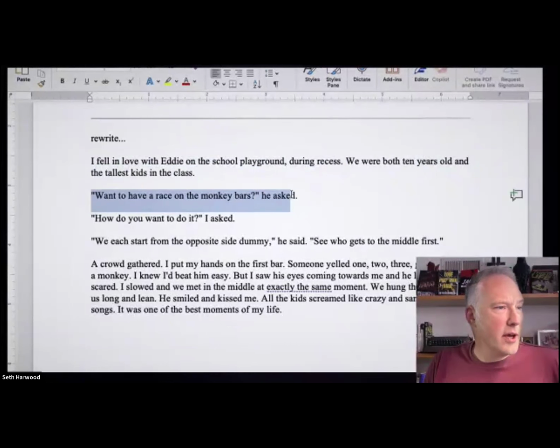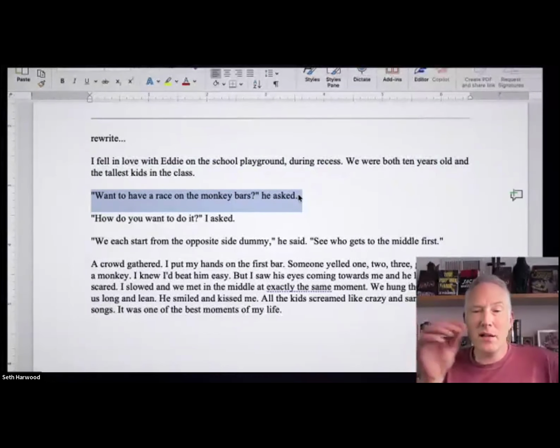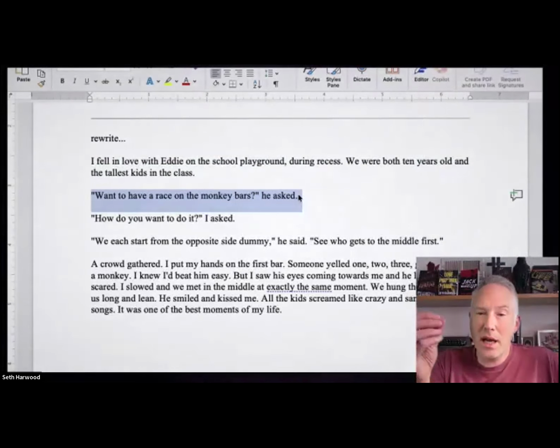"Want to race? Want to have a race on the monkey bars?" he asked. Now, when we get to dialogue, dialogue is always in scene, because scene time is like story time. We're actually hearing what the characters hear and what the characters say. So we've ended up in scene time here when we hit dialogue.